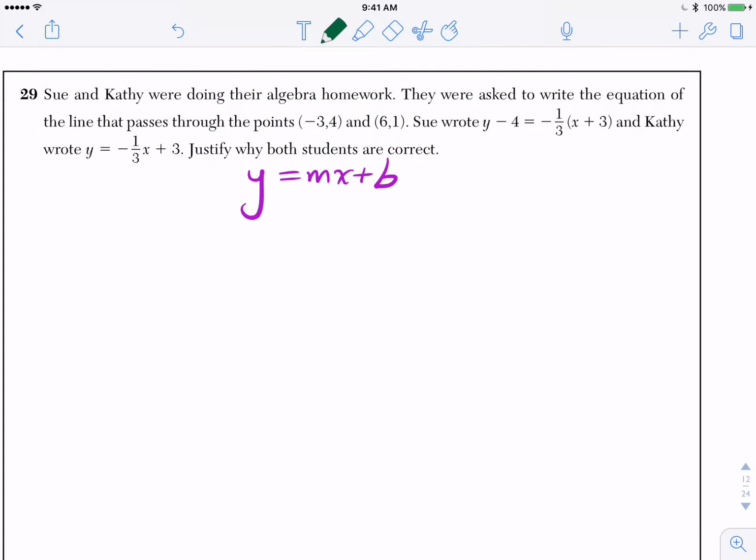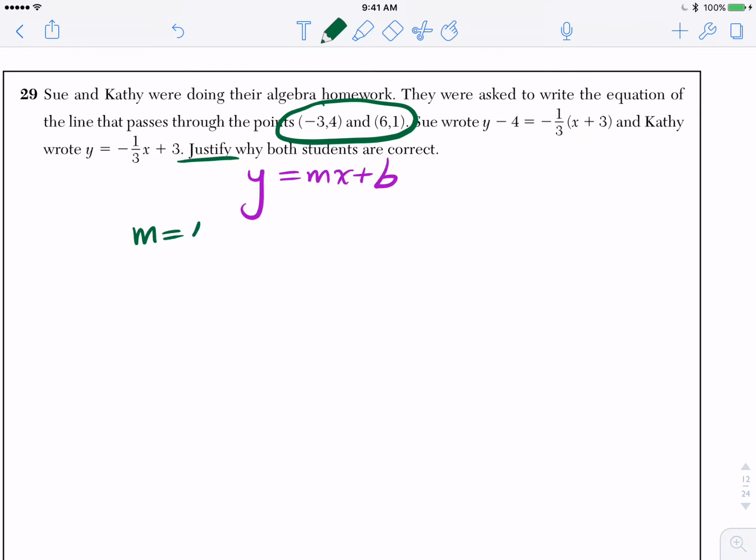The word justify here tells us we don't have to really explain anything in words. Our work alone kind of does that for us. So y equals mx plus b. These are two lines, so that's our general equation of a line. Let's start by finding the slope. In other words, we're not even worrying about their answers. We're going to do it and see if we get the same thing as them.